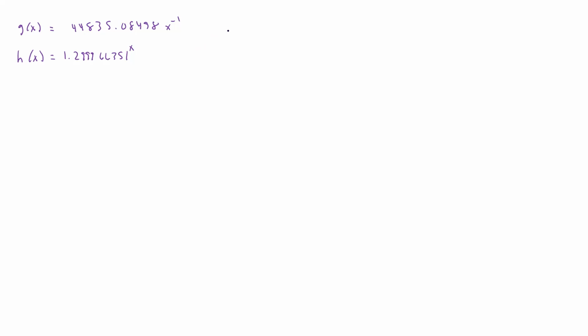Now, can we take the derivatives of those? Sure. G prime of x is just going to be equal to a negative 44835.08498 x to the -2. And h prime of x is just going to be ln of 1.299966351, and then times 1.299966351 to the x. Okay.